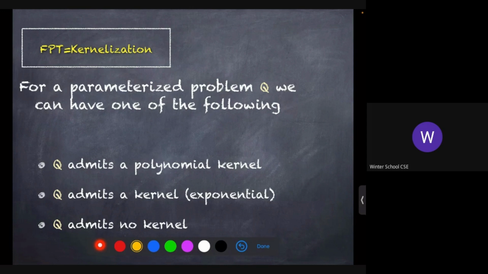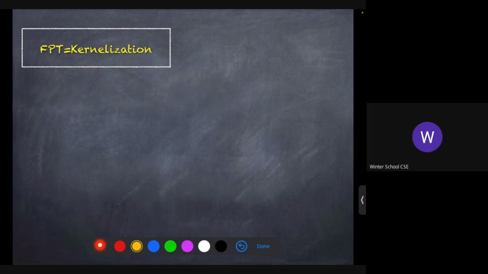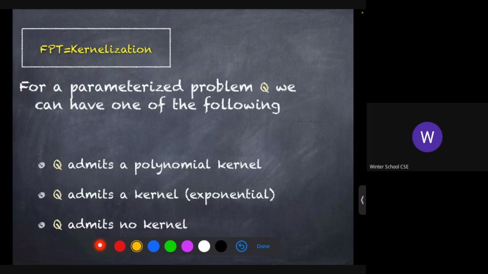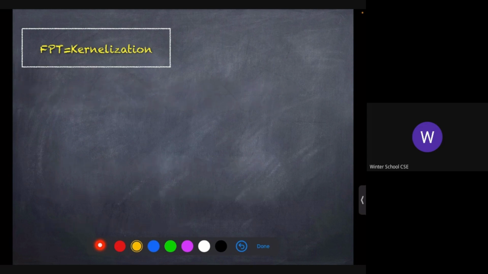Right, so I showed you one example of this problem. And there are also problems which have this property. But to understand the third question, if the problem doesn't admit a kernel, let me just make a simple observation.